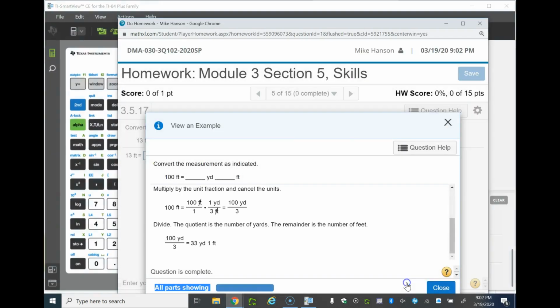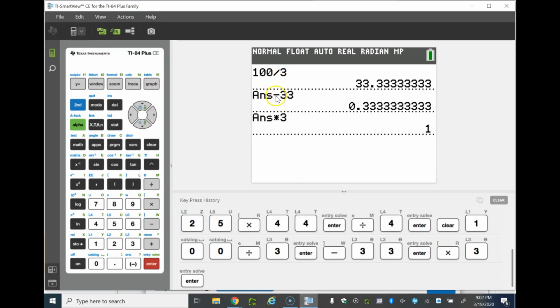So we'll go down to the bottom. Here's my 33 yards and 1 feet. So looking at this problem again, just remember, divide, subtract, multiply. They'll give you both of the answers, 33 and then the 1. So let's move forward.